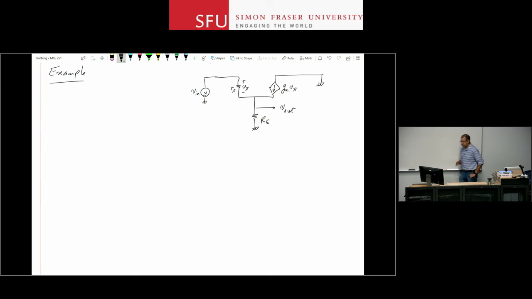Now, I want to solve this circuit and figure out what the output voltage is. Just one thing to note here is that in electronics, we're dealing with fairly complicated circuits. You may easily have tens to maybe hundreds of nodes in a circuit.